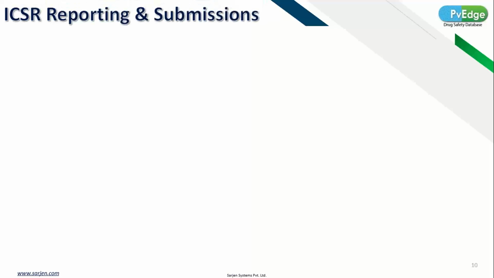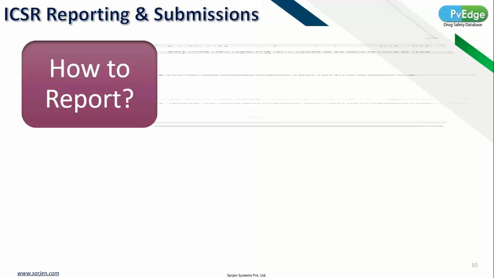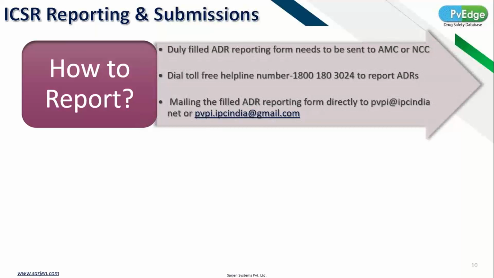So this is also one of the important parameters which I highlighted. So how can you report? So we come to the actual point. A duly filled ADR reporting form needs to be sent to the ADR Monitoring Centers or NCCs. I have just attached that AMC form in the presentation, so I'll show you how the form looks. It is a dedicated form prescribed by the Government of India for reporting those ADR reports.